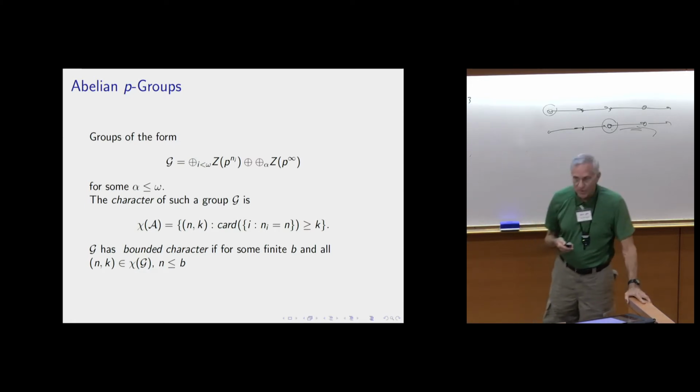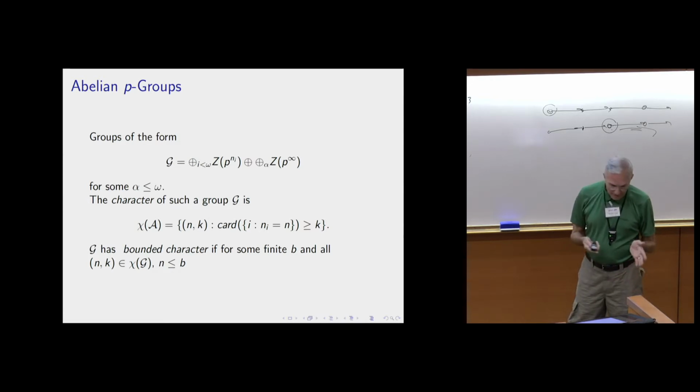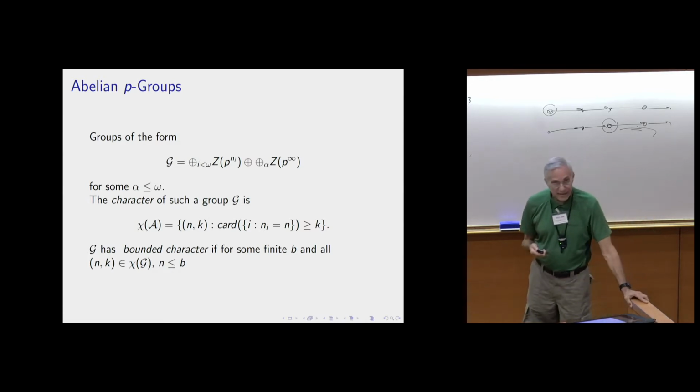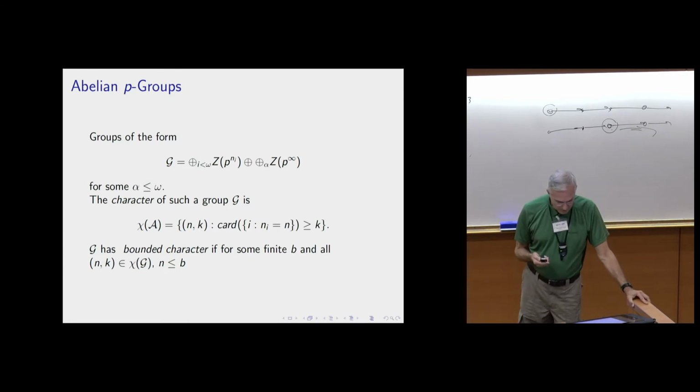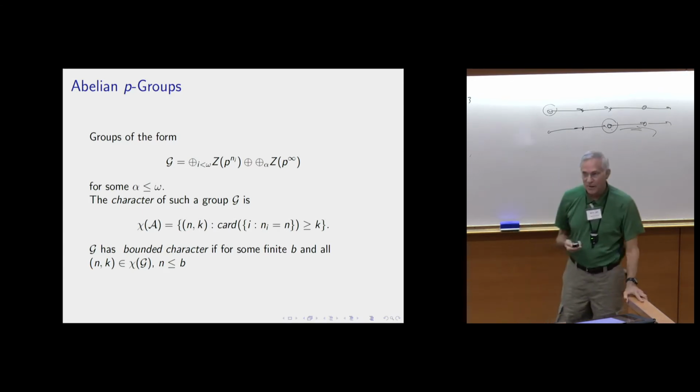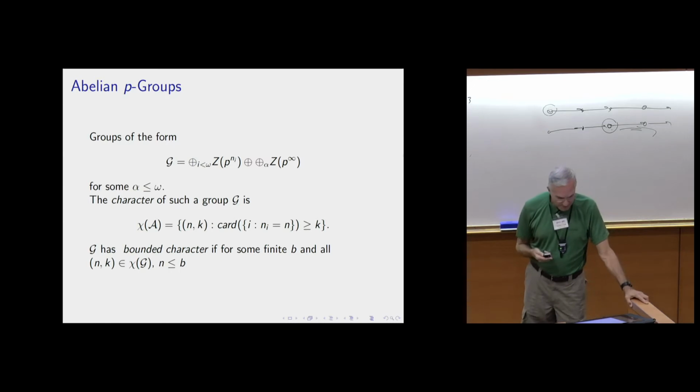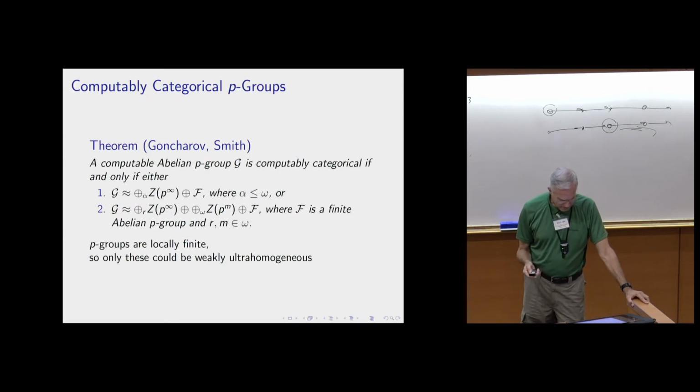This is another area where we have a pretty good idea about a class of structures and their categoricity. Okay, so here you have the results of Rick Smith and also Goncharov, I'm thinking.